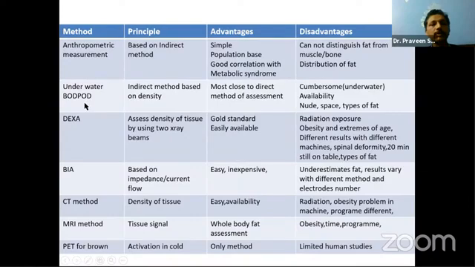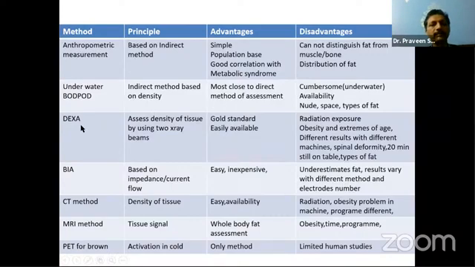Underwater weighing is also an indirect method based on density. It is the most used direct assessment method, but still it is cumbersome. Availability is a problem. The patient has to keep his clothes off, which is a problem for most patients. Space is a problem. The type of fat cannot be detected.